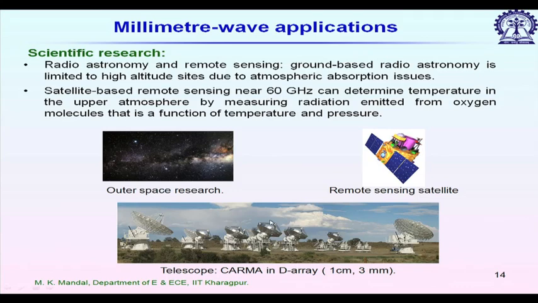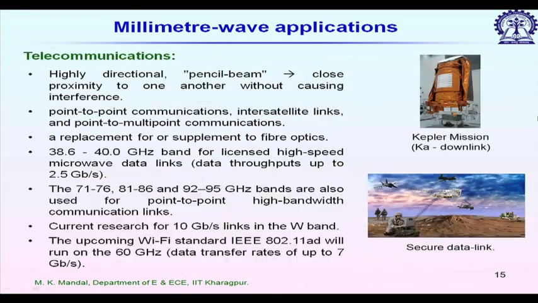Not only for radio astronomy, we can also measure the upper atmospheric temperature at 60 gigahertz. Oxygen molecules emit radiation, which is a function of temperature and pressure. So, by noting down the emission from this upper atmosphere, we can determine the temperature.